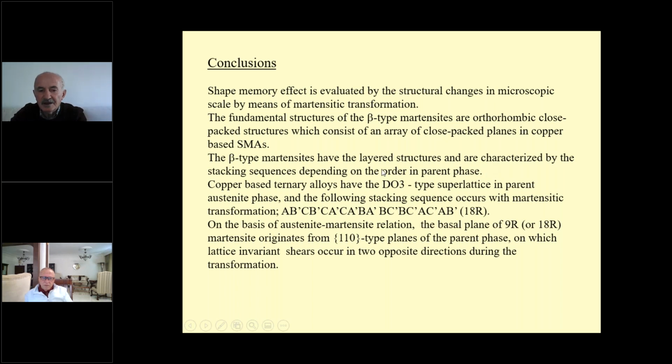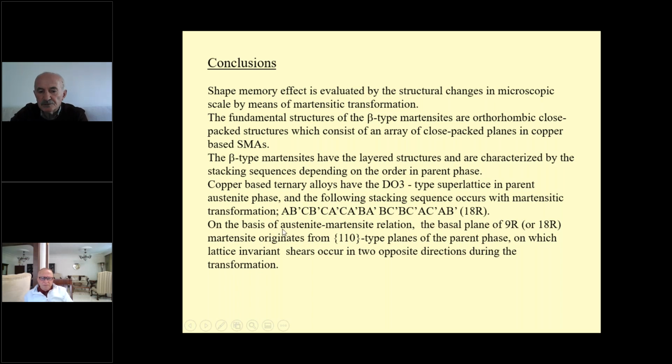Copper-based ternary alloys have the DO3 superlattice in the parent austenite phase region, and the following stacking sequence occurs with the martensitic transformation. The sequences are AB, CB, CA, CA, BA, BC, BC, AC, and AB for 18R martensitic structures in the ternary copper-based alloys.